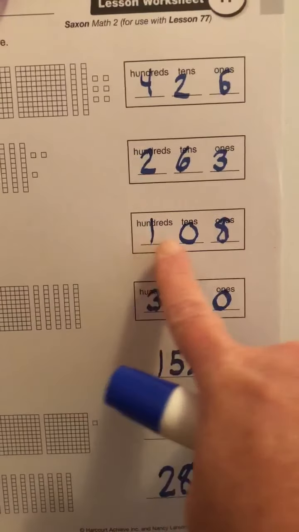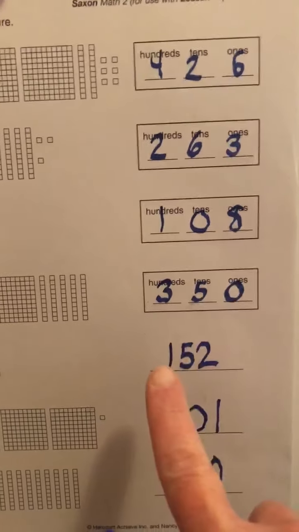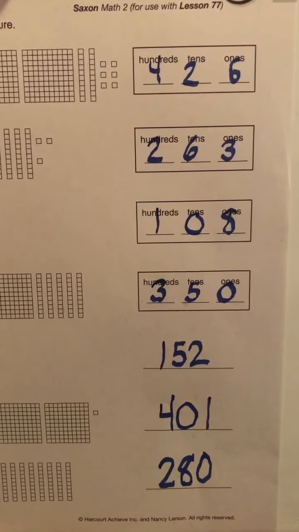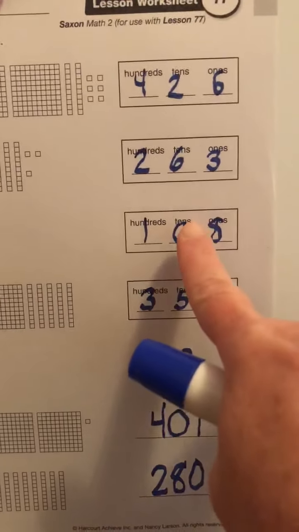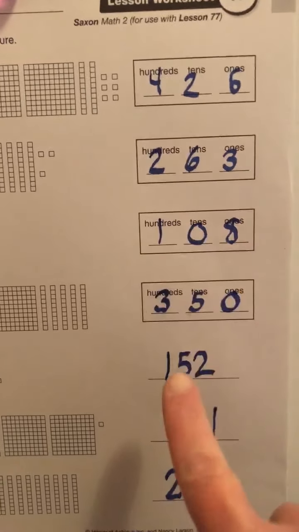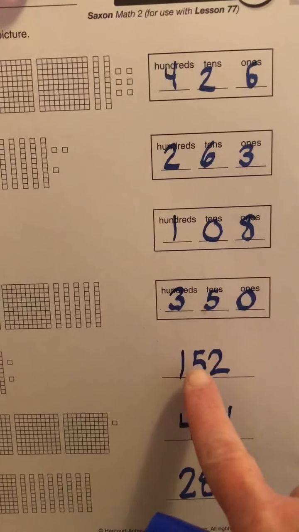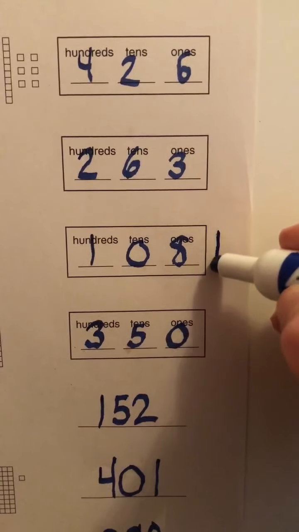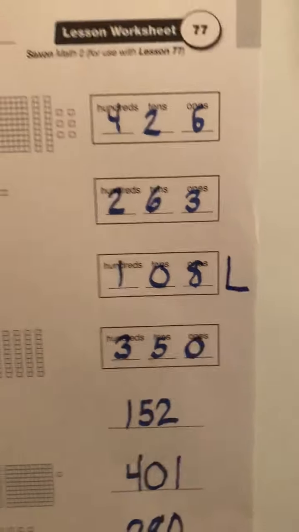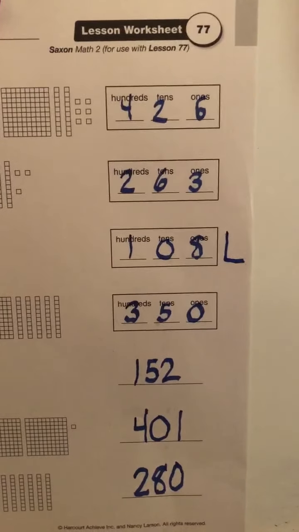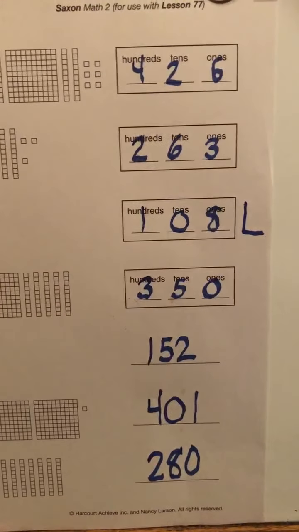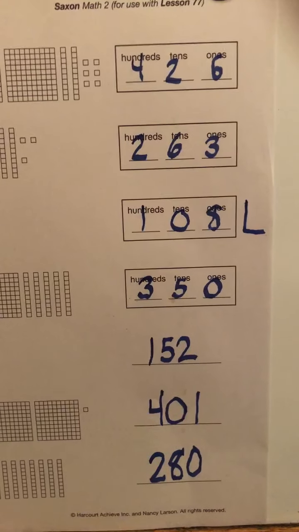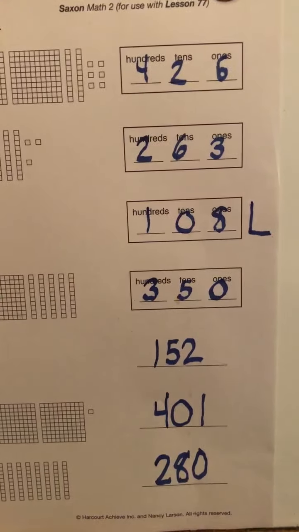Well, if you have 108 and 152, which one is the smallest? You're right, it is 108 because this number has no tens. This one has 5 tens, right? So I want you to put an L beside that 108 because that number is the least number of base 10 blocks. It's the smallest number. All right, so now we know the smallest number.